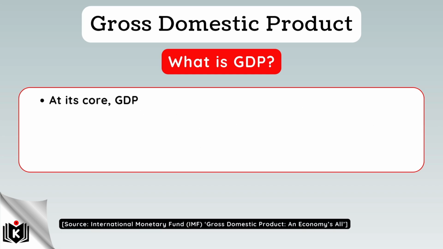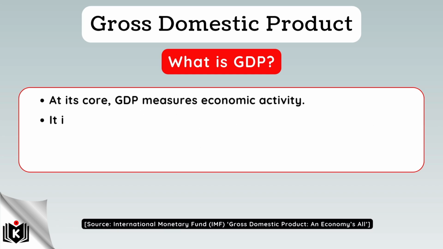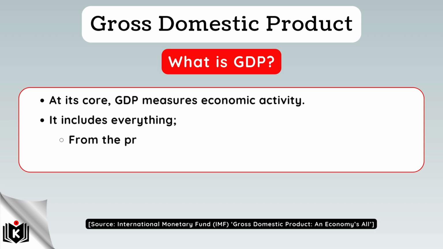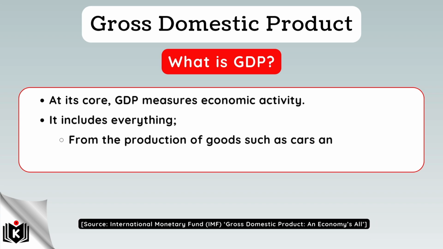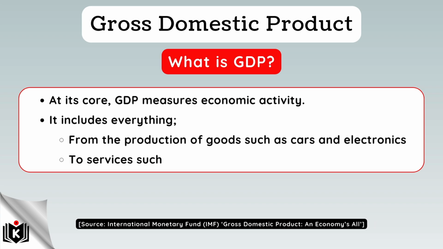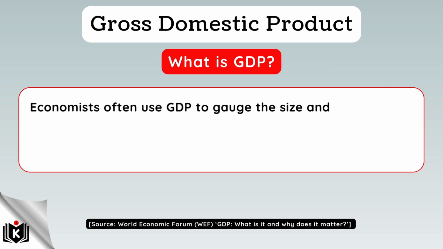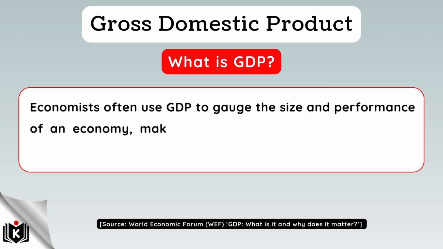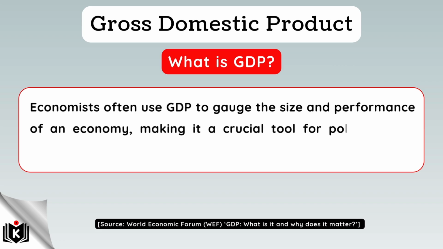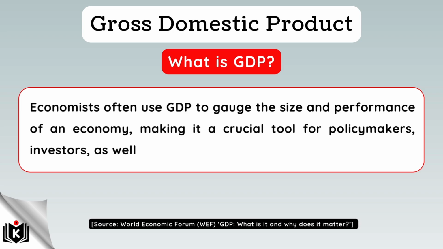At its core, GDP measures economic activity. This includes everything from the production of goods such as cars and electronics, to services such as healthcare and education. Economists often use GDP to gauge the size and performance of an economy, making it a crucial tool for policymakers, investors, as well as researchers.